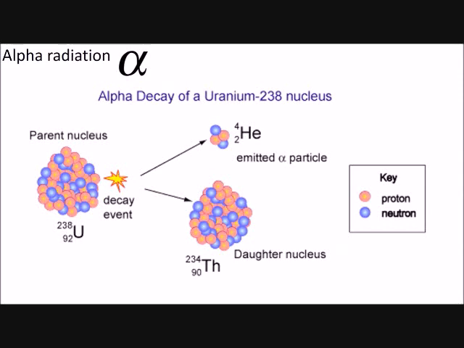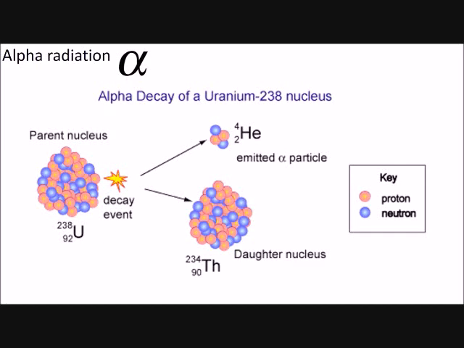So starting with alpha. In alpha radiation, you have an unstable nucleus, and this unstable nucleus fires off a lump, and this lump is made of 2 protons and 2 neutrons, so it has a mass of 4. And that is exactly the same as the nucleus of a helium atom, hence the He next to the alpha particle. Now this alpha particle flies through the air, collides with other atoms, causing ionization, and we'll talk a little bit later on about what ionization is.